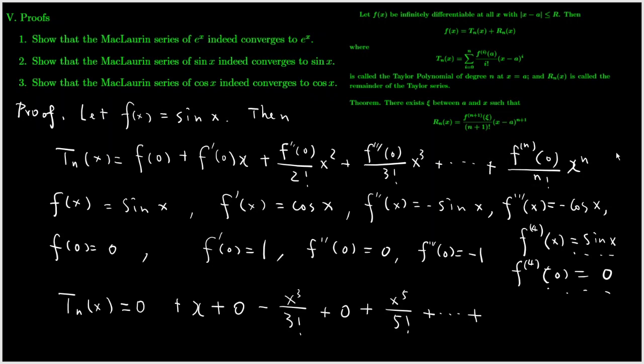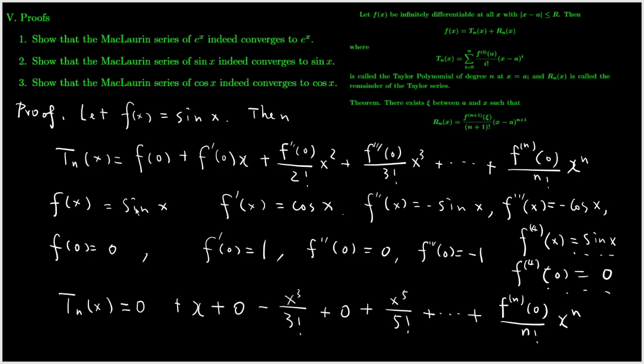So term n is the nth derivative of the function at 0 over n factorial, and then times x to the power of n. Okay. Again, this one is called the Taylor polynomial of degree n about the value of 0. For this proof, we need to observe some other things.